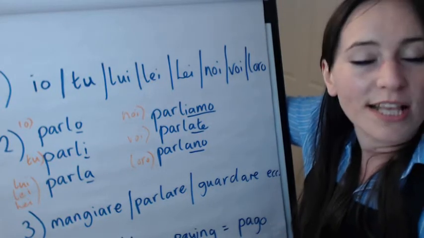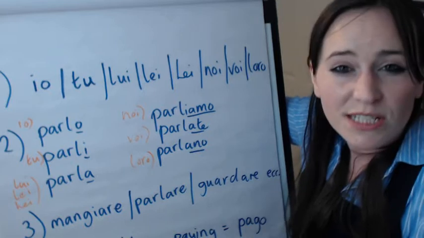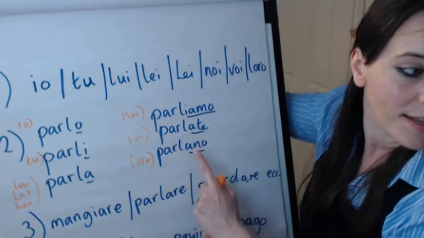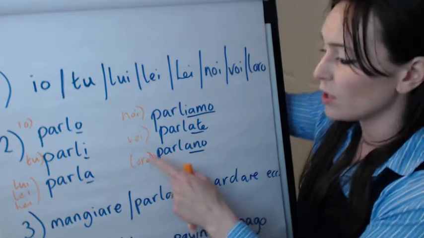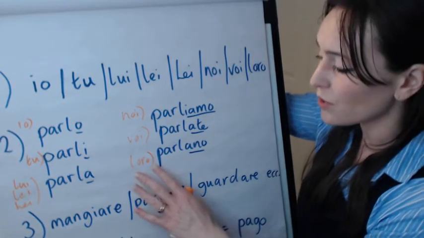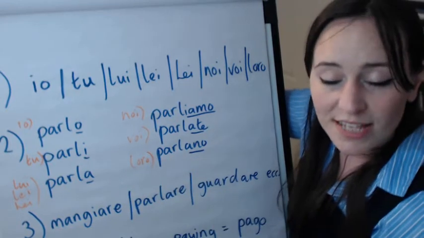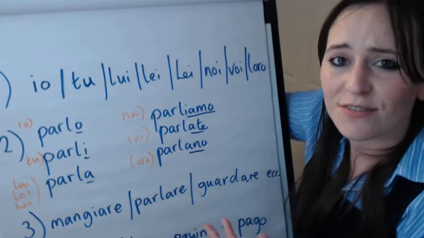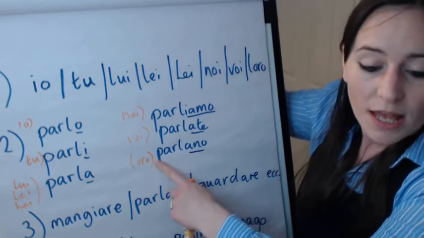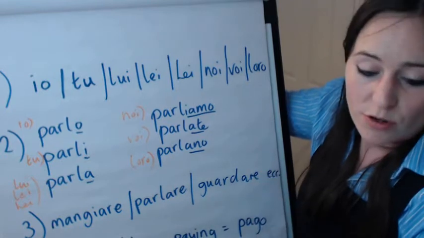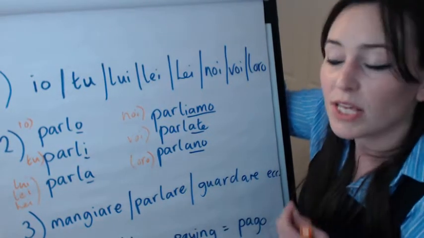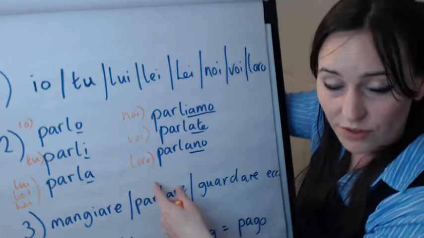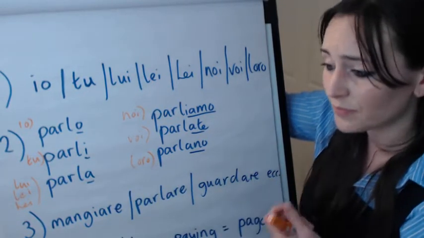Parlano con gli amici. Parlano. Loro parlano con gli amici. There will often be other context; you won't always hear parlano on its own. The subject might be mentioned in the phrase. For example, it could be Michele, Stefano e Piero parlano con gli amici. Or it could be le ragazze parlano con gli amici. It could be someone's name or names in front of the verb, or a little noun phrase.